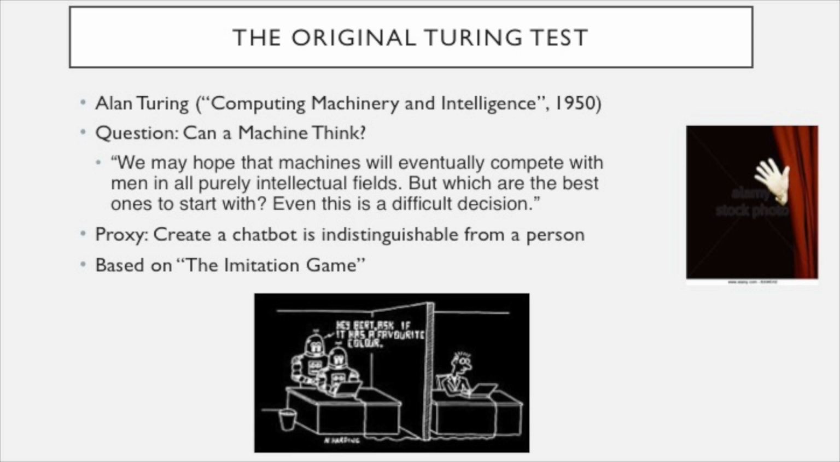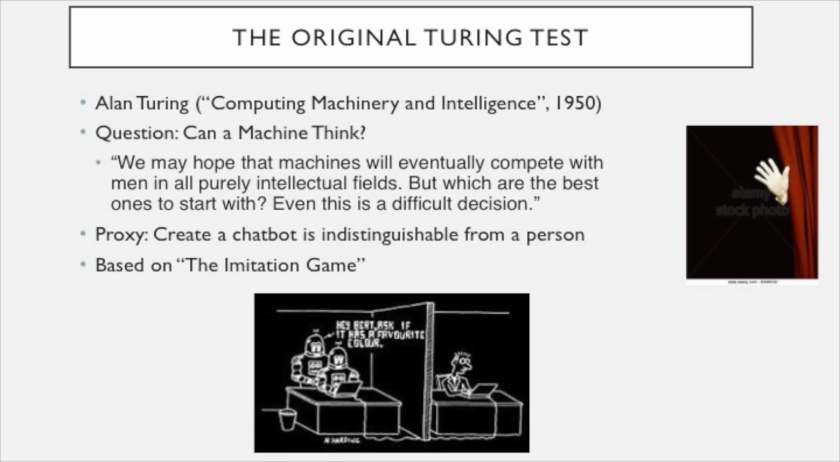So what he says in that paper, I'll just read it aloud, we may hope that machines will eventually compete with men in all purely intellectual fields, but which are the best ones to start with? Even this is a difficult decision. Now, so all intellectual fields, and can a machine think? And then, long story short, you read the entire paper, and what he comes up with at the end is, well, roughly, could I create a chatbot that's indistinguishable from a person as proxy for competing with people in intellectual endeavors, which is a sort of curious place to end.